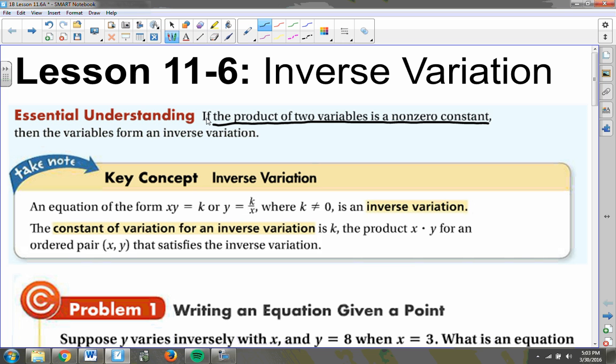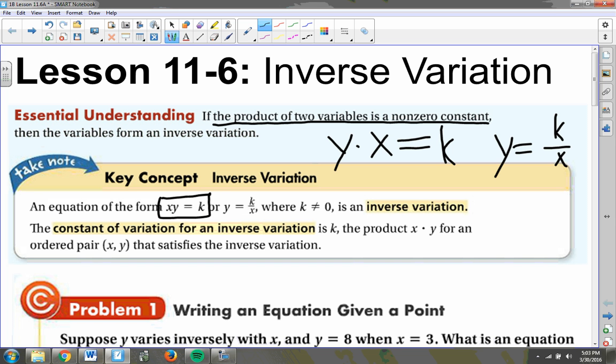What that means is my two variables, y times x, if I multiply them together, they always end up being a constant number, some value k. So an equation that you can write in this form, x times y equals k, or y times x equals k, is called an inverse variation. Your book also will write it y equals k over x, and that just comes from dividing both sides by x. So any of those three ways that you want to look at it, they are all inverse variation equations. And this k value that we get when we multiply our two variables is called the constant of variation. That's k. This right here is the constant of variation. The product of our two variables, x and y.